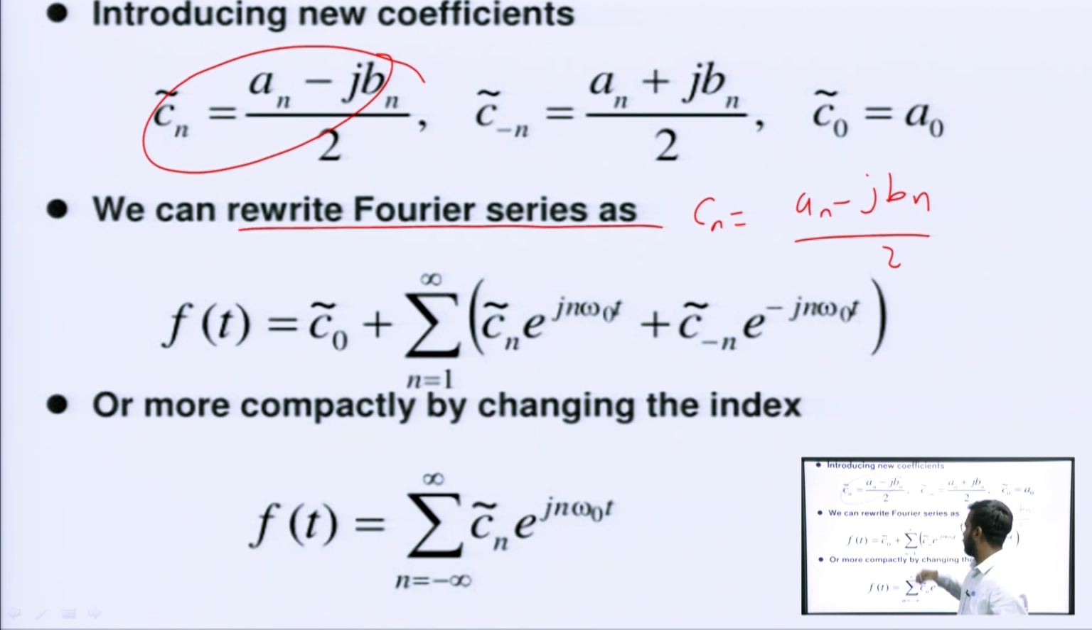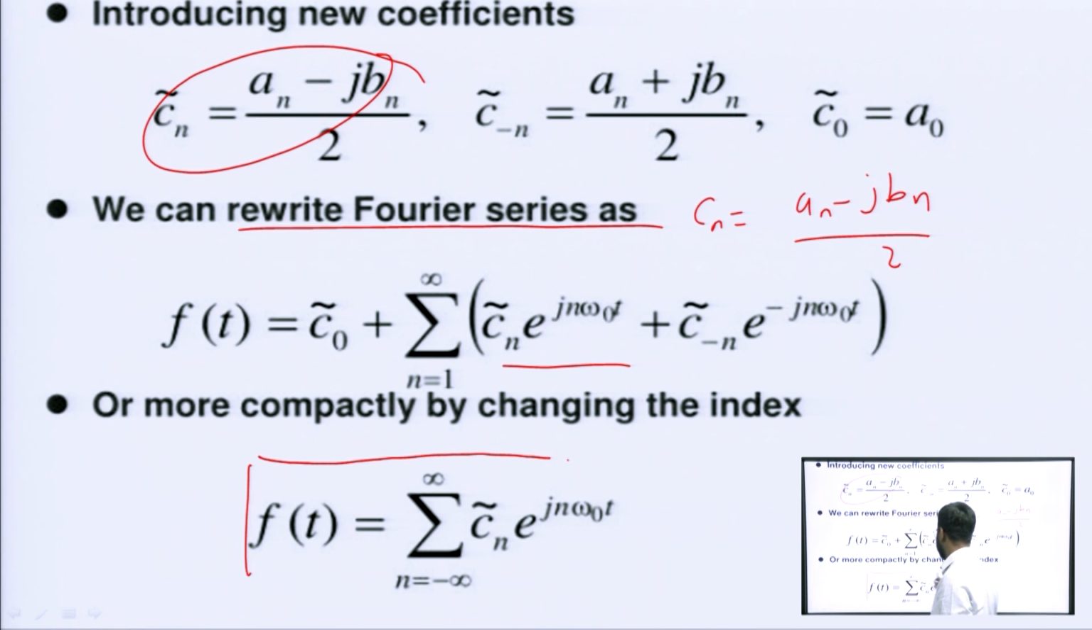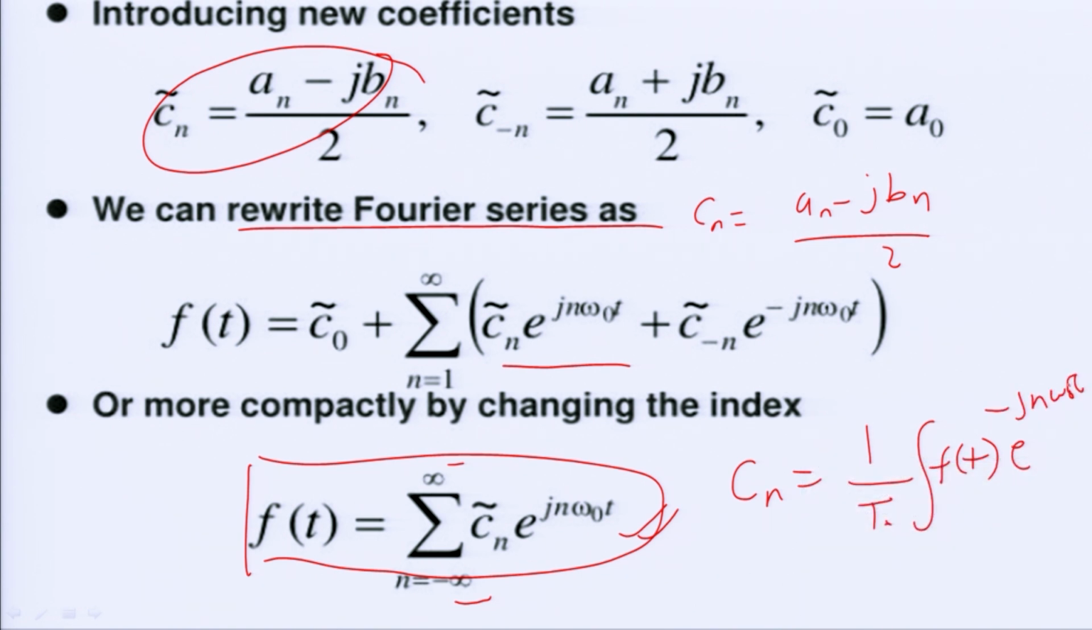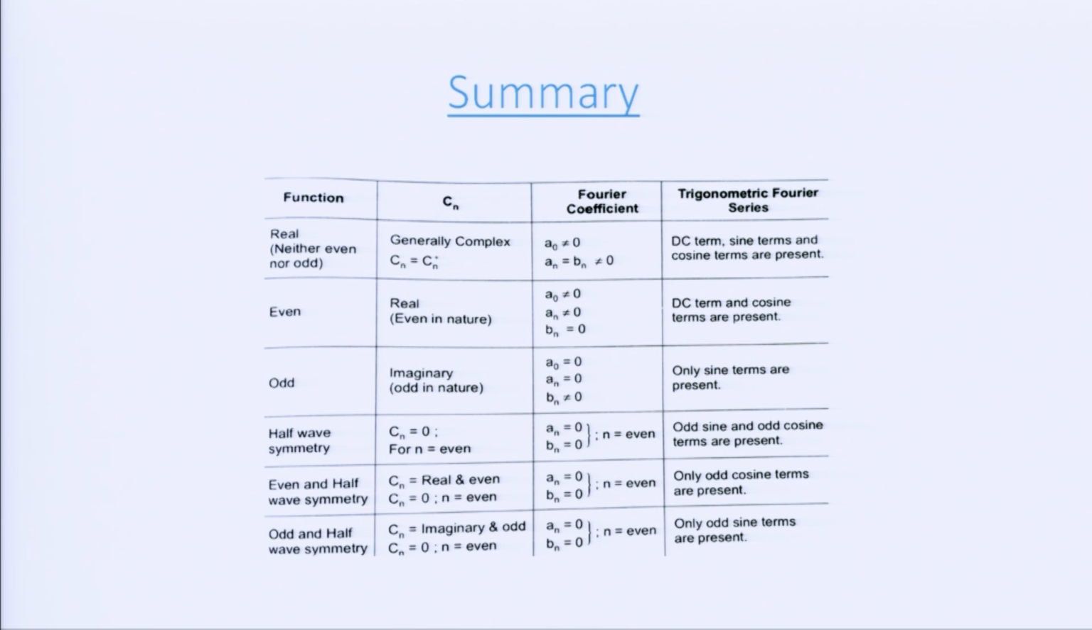Now we can rewrite this function as f(t) equal to C naught plus C n e to the power j n omega naught t plus C minus n e to the power minus j n omega naught t. Finally, f(t) is equal to the summation from n equal to minus infinity to infinity of C n e to the power j n omega naught t. This is the representation of that signal in its exponential form. Remember that C n can also be written as 1 upon T naught times the integral of f(t) e to the power minus j n omega naught t. We have to remember that this is the other form.